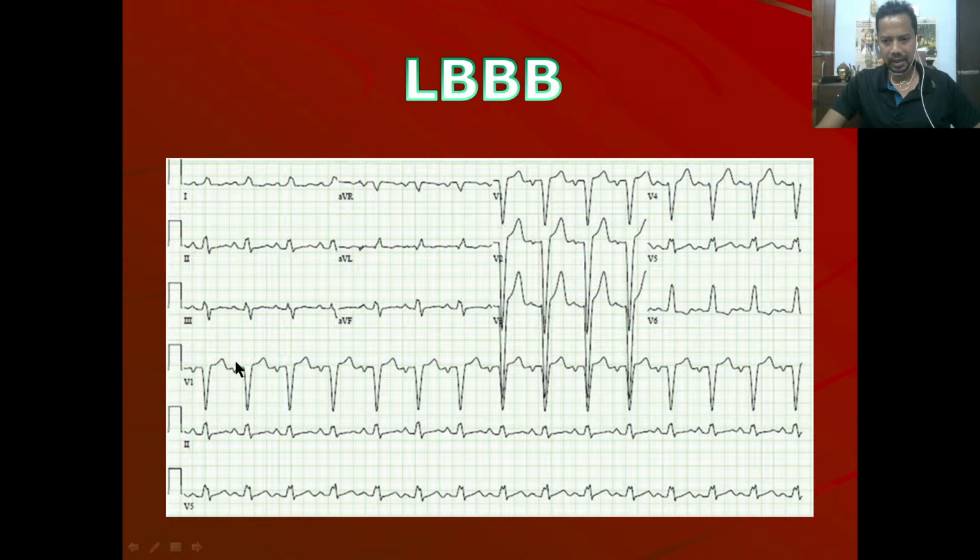Again, this is another example of LBBB. So you see a broad QRS in lead 1, tall R, keeping in mind the total size of the complex. Okay, so R is tall, and in V5, V6, ST depression, T inversion. Okay, deep S in V1, V2.